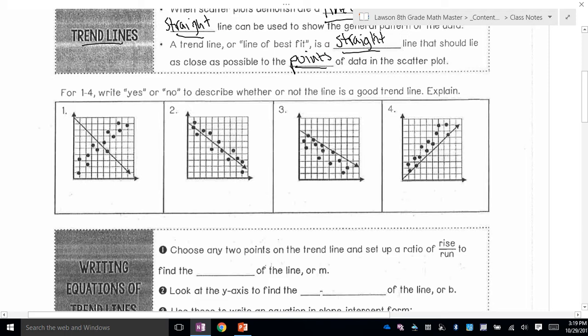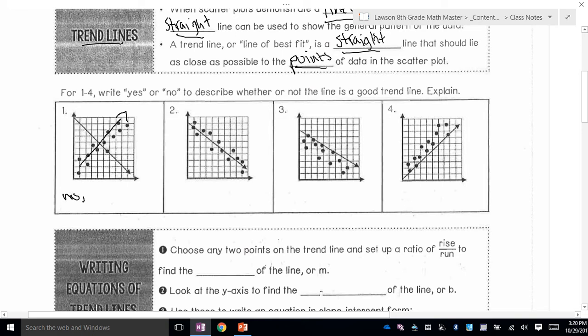Okay, so do you think it's a good trend line or not? Hopefully your answer is no, because if we're looking at this data, the data going from left to right has a positive trend, right? If I drew my own trend line through it, it would follow the data as closely as possible. And this trend line that's been drawn for us has a negative association, and it's not going through as closely as possible all of the data. So we're going to say no.